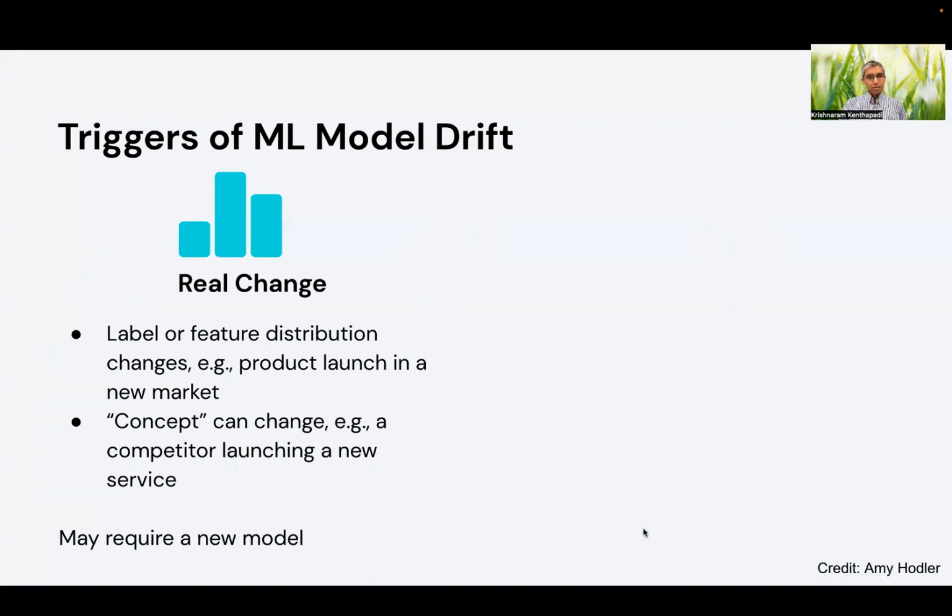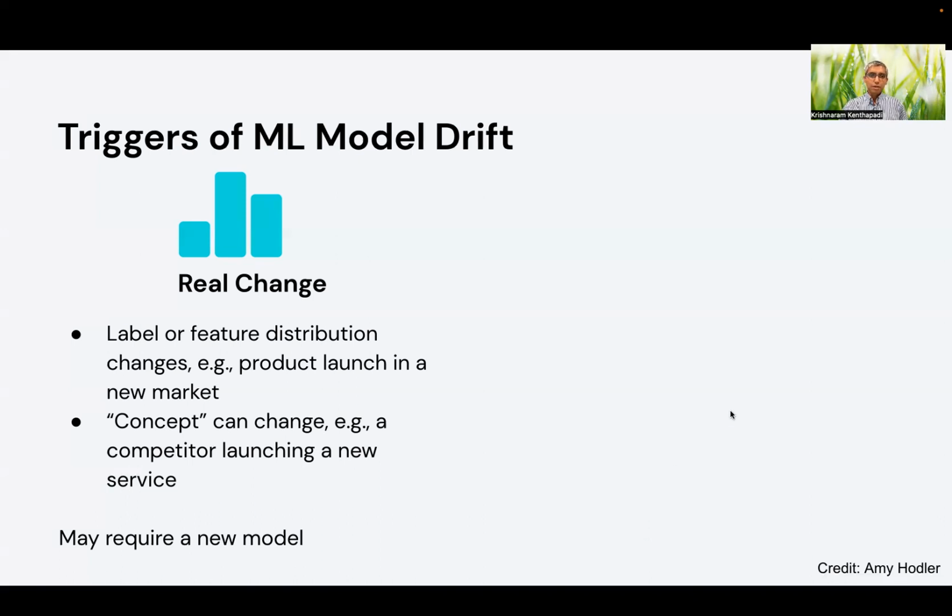Or in the case of, let's say, a pandemic or a competitor launching a new service, the relationship between the target variable and the input features can change, or concept drift can occur. In these cases, often we may have to retrain a model or perhaps come up with newer features, a different set of features, or collect different types of training data and train a different model possibly.